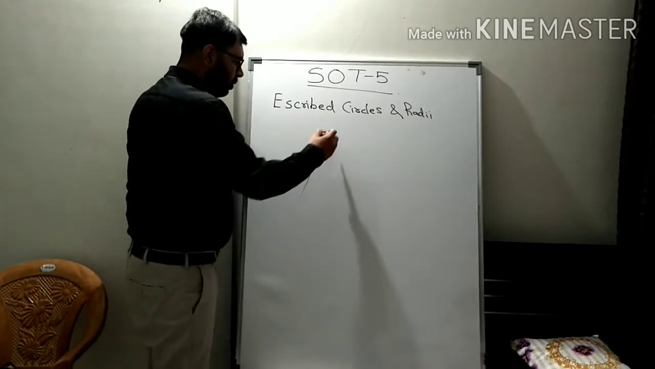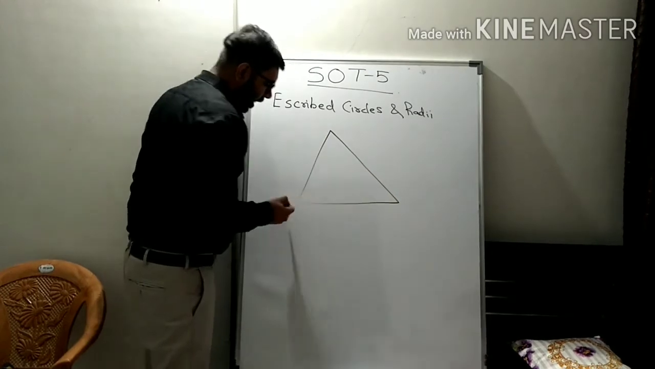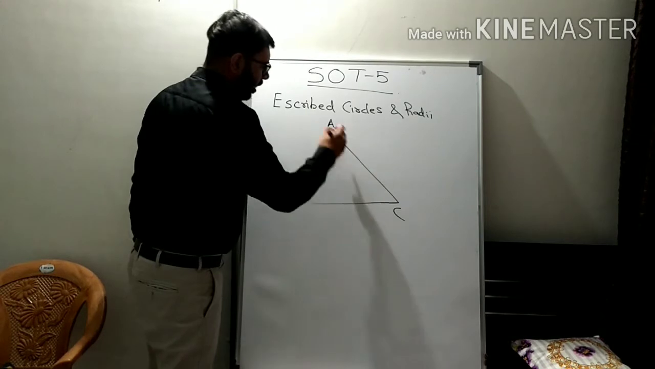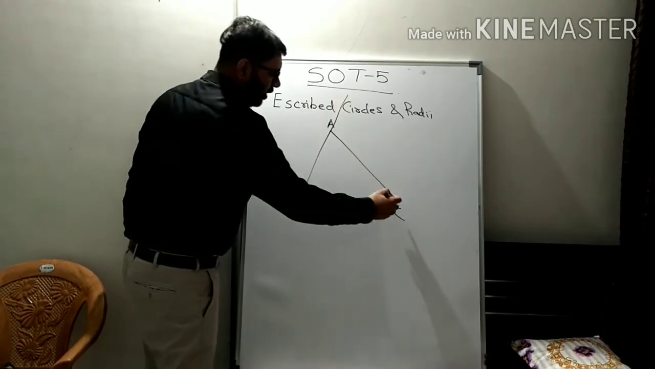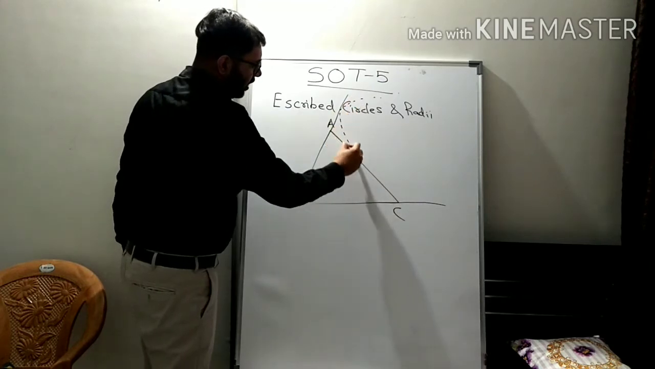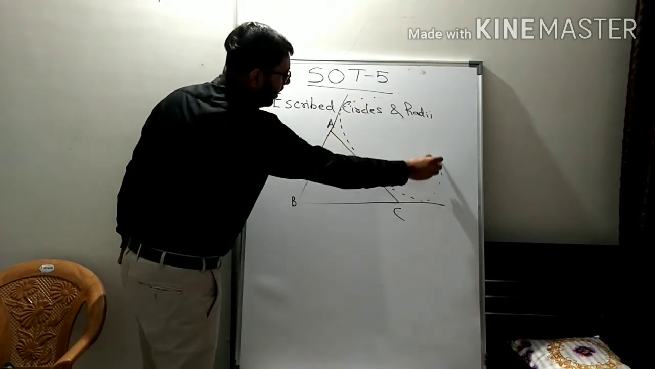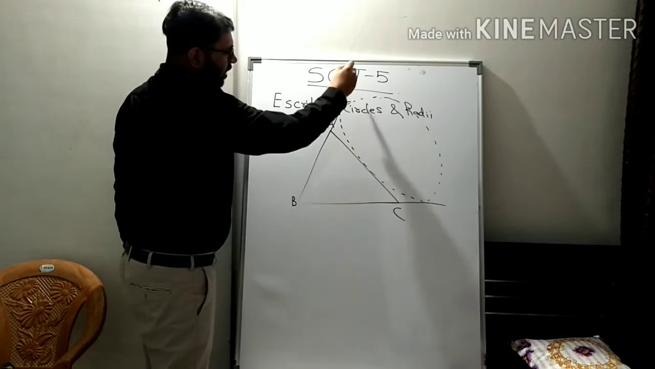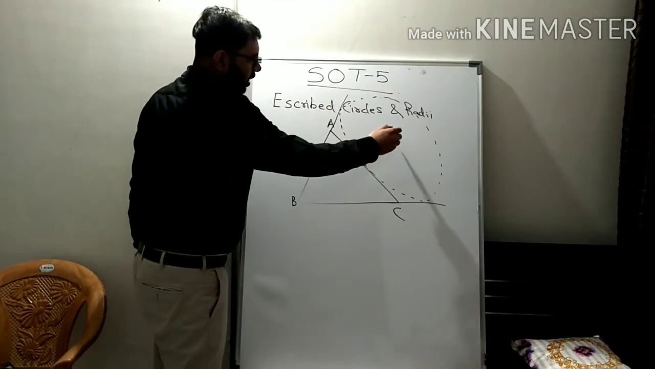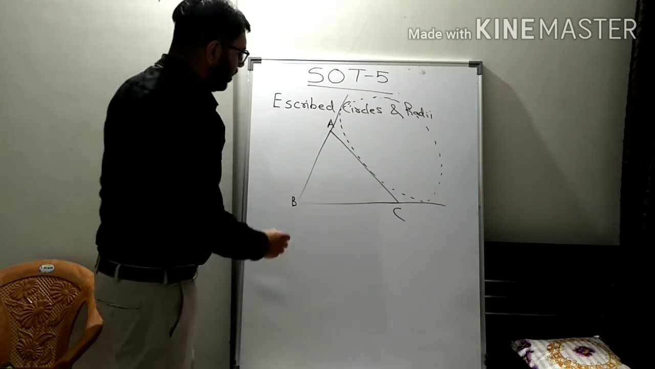Suppose I draw a triangle like this, triangle ABC, and I extend these two sides. If I draw a circle which is touching two sides externally, this side and this side, and this side also on the outside, so this is called an ascribed circle.